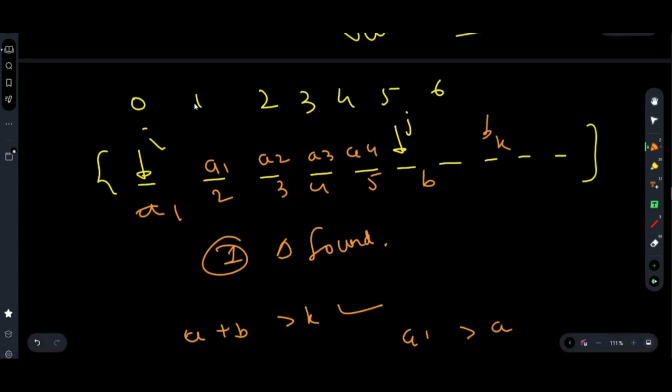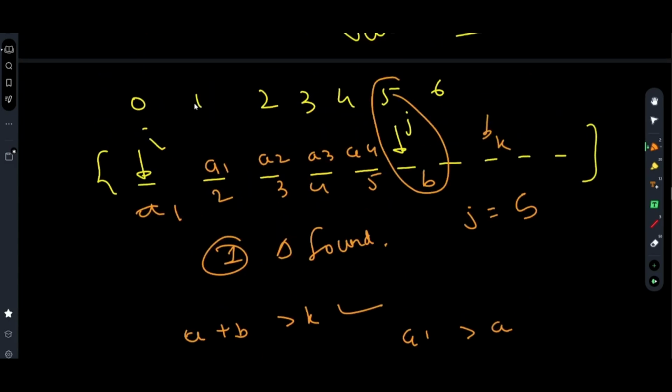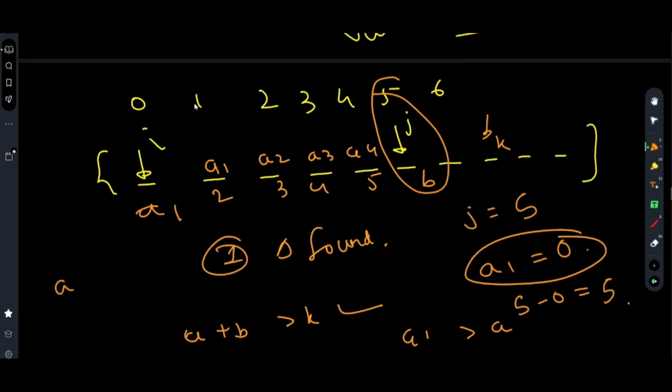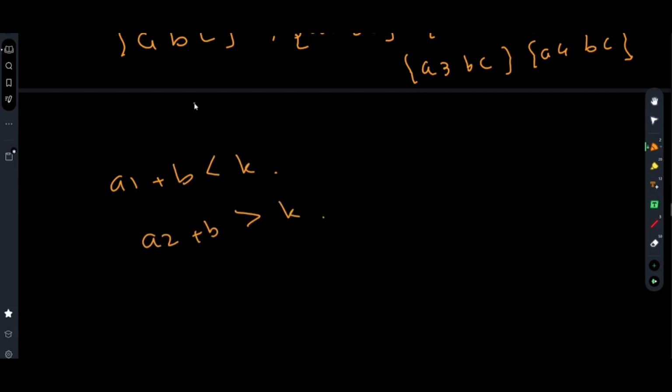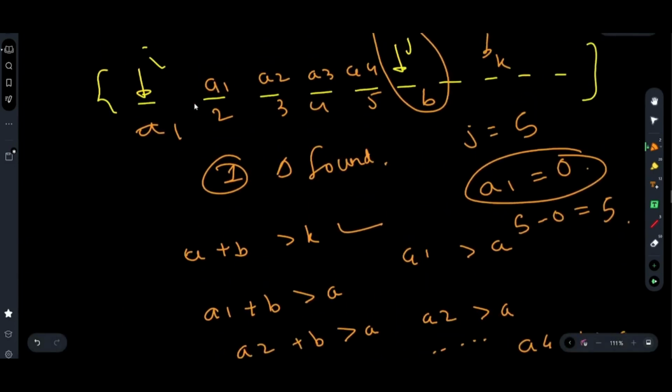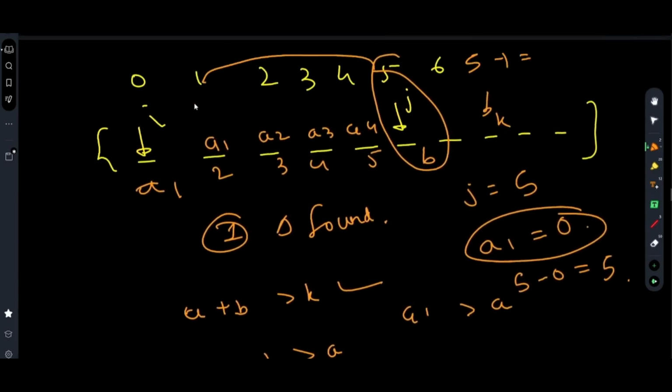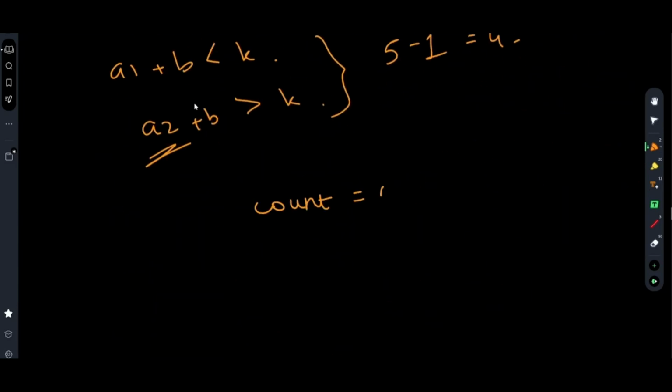How can this be found? You see, j is 5, which is B. A is 0, which is the first element. 5 minus 0 is equal to 5. One thing, let us say A plus B is less than C, but A2 plus B is greater than C. So how many possible triangles would have been formed? You have to start from A2 instead of A1. A2 is 1. So 5 minus 1 is equal to 4. 1, 2, 3, 4. 4 possible triangles. So you will automatically increment the counter by count equals count plus j minus i.